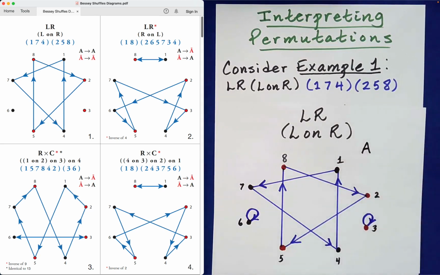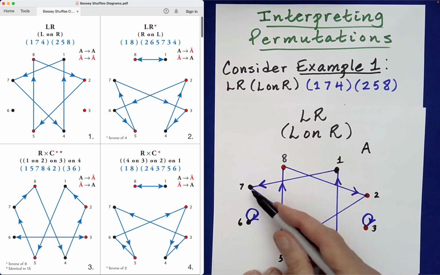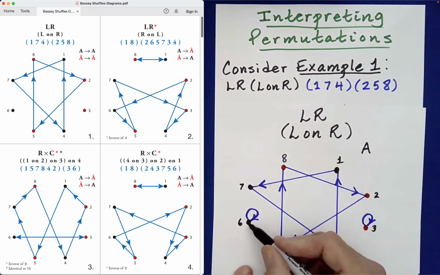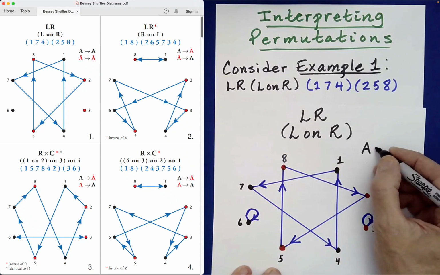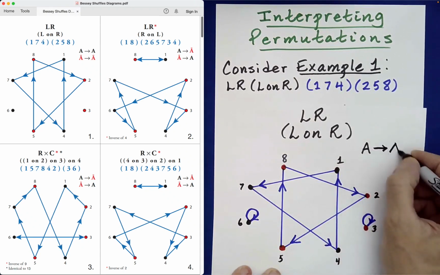Remember, the set A consists of the values 1, 4, 6, 7. Well, what's found in positions 1, 4, 6, 7 either stay where they are, in the case of 6, or they get assigned to one of the other values in that set, 1, 4, 6, 7. So we would say that A gets sent to A.